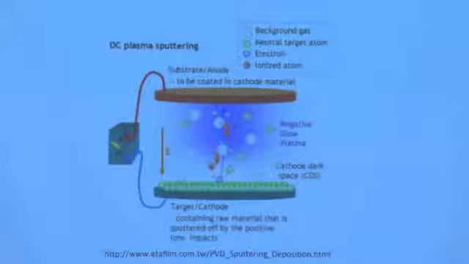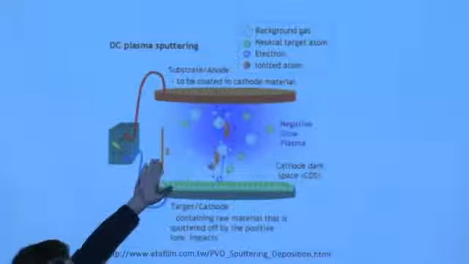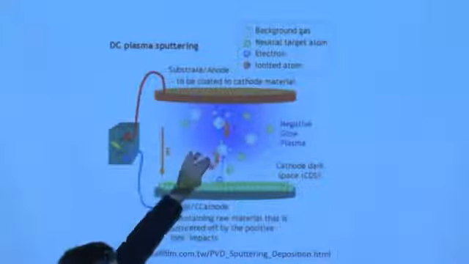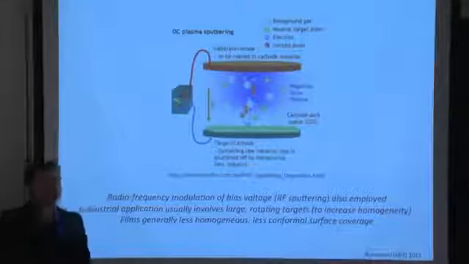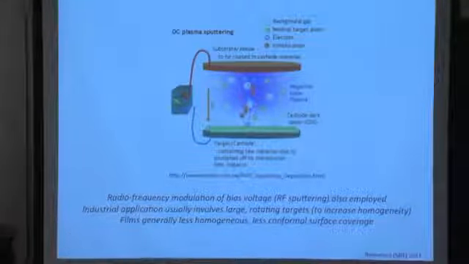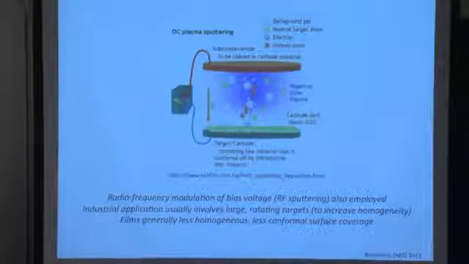There are folks who sputter sideways, save some ground space in their factory. They might load things vertically, put them in. And many people, at least in R&D, sputter up. So again, you're creating this plasma. The charged species are accelerated toward the target. They sputter off atoms, which are then deposited onto your substrate, which is there at the top. And the film that was just being passed around is an example of a sputtered film.